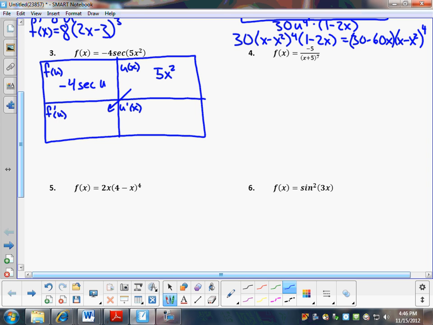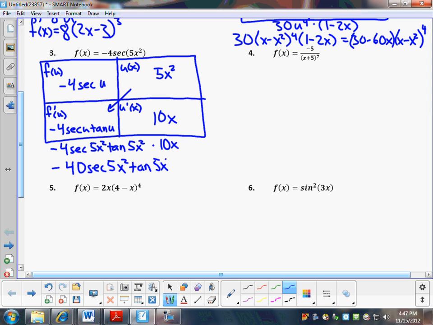Take the derivative. What's the derivative of 5x squared? 10x. What is the derivative of negative 4 secant of u? Negative 4 secant of u tangent of u. Remember to plug the 5x squared back in. Negative 4 secant of 5x squared tangent of 5x squared times 10x. You multiply that 10x by the negative 4, negative 40 secant of 5x squared tangent 5x squared. That's all there is to it.